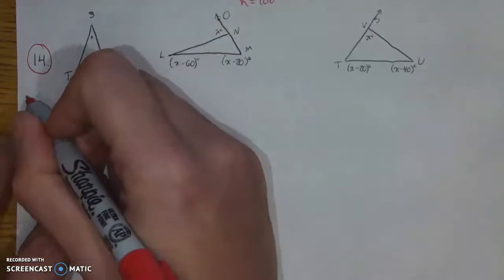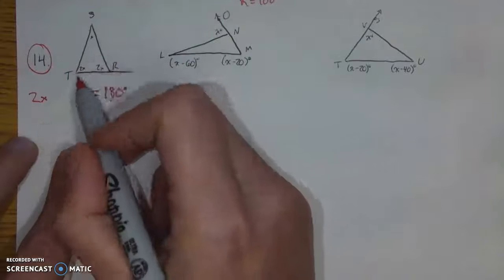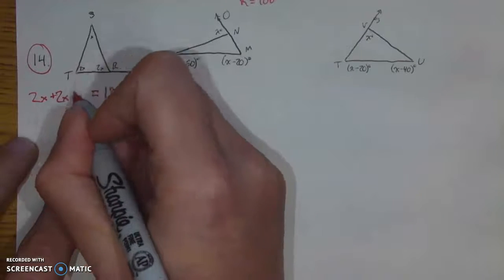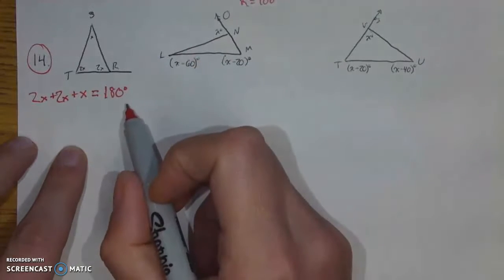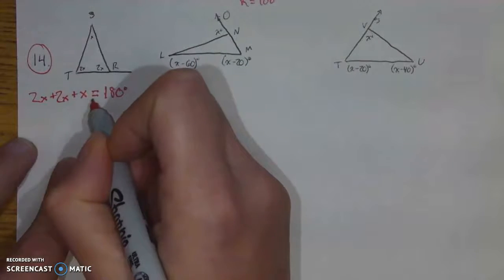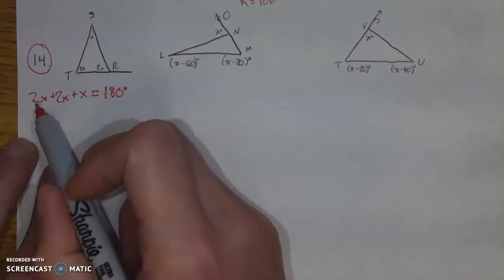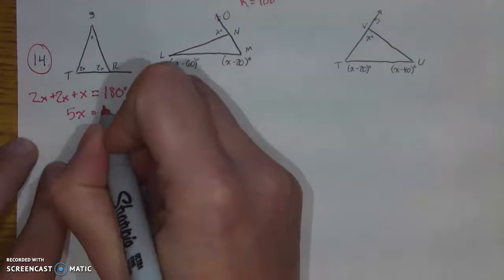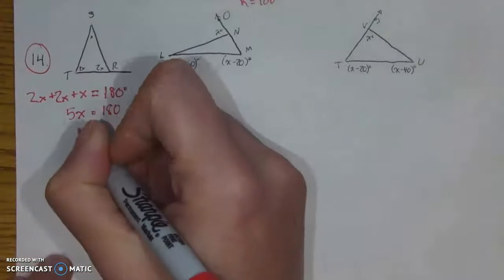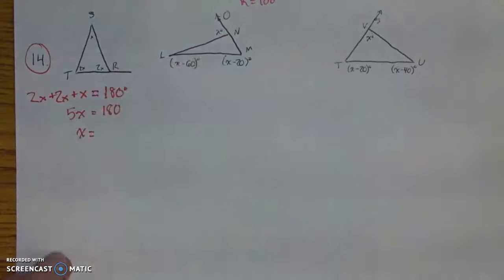So I'm going to substitute in the 2x for T plus the 2x for R plus the x for S is equal to 180. And then I can add these together. So this will give me 2 plus 2 plus 1x, giving me 5x is equal to 180. And that means that we now have our x.